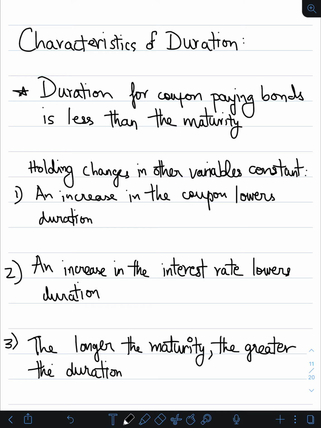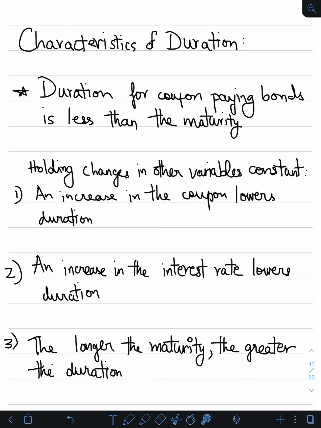So first of all, the duration for a coupon paying bond is less than the maturity. That's one baseline thing to remember. If you remember, for a coupon-less bond, a pure discount bond, the duration is equal to its maturity. So let's say we have a pure discount bond with a maturity of 4 years, then that bond would have a duration of 4 years as well.